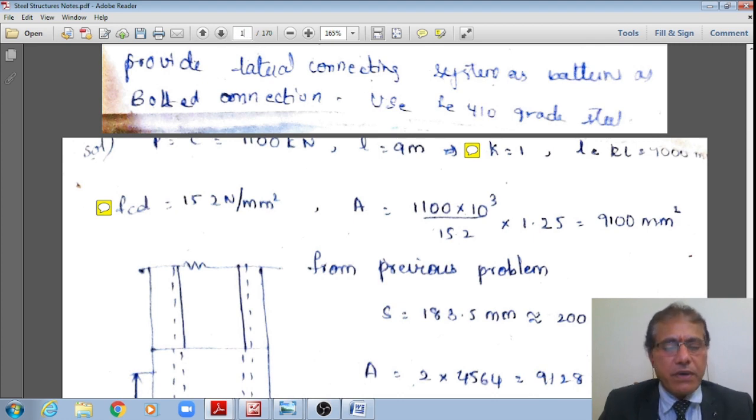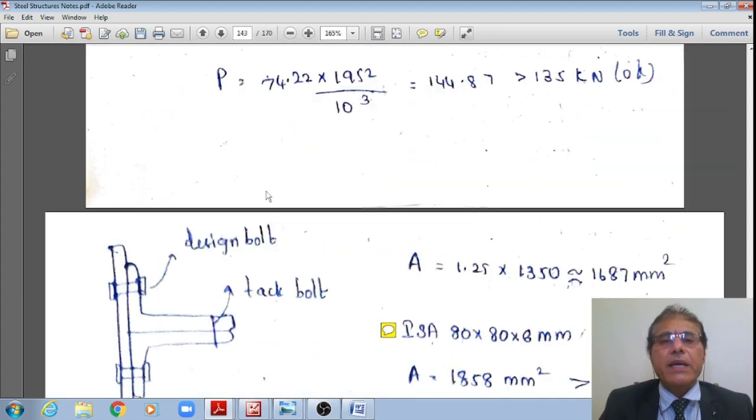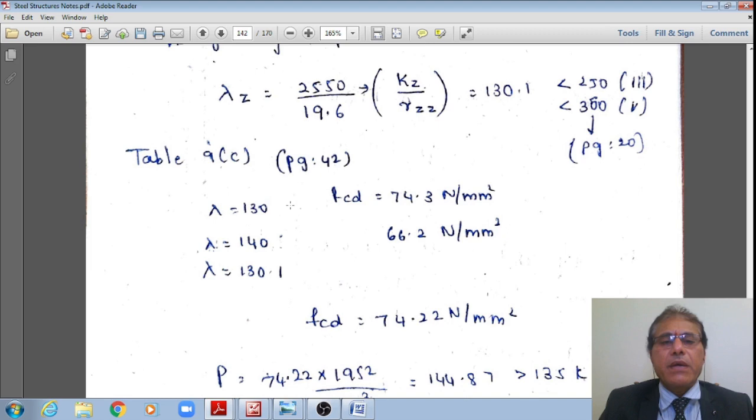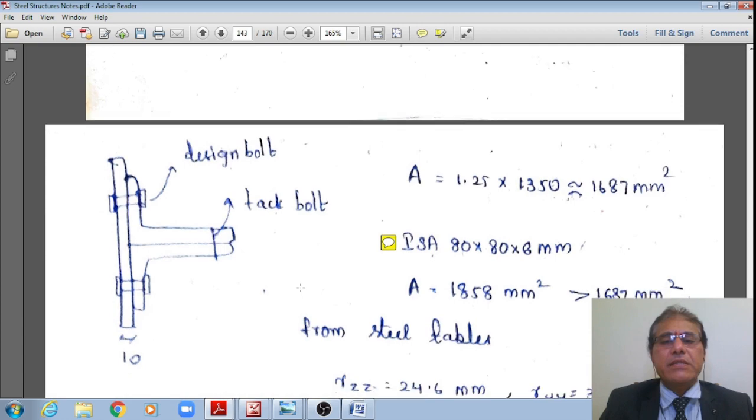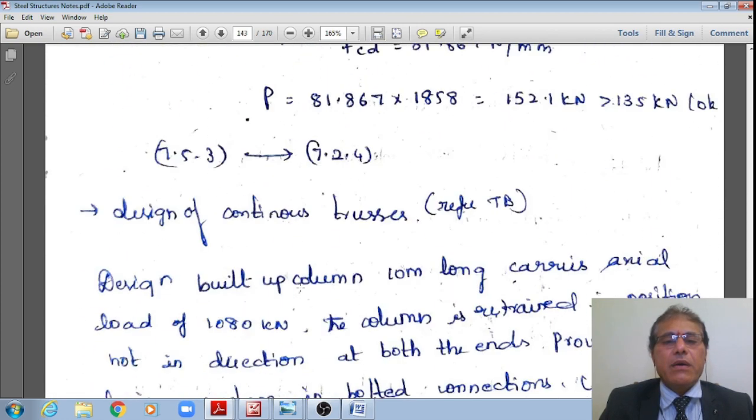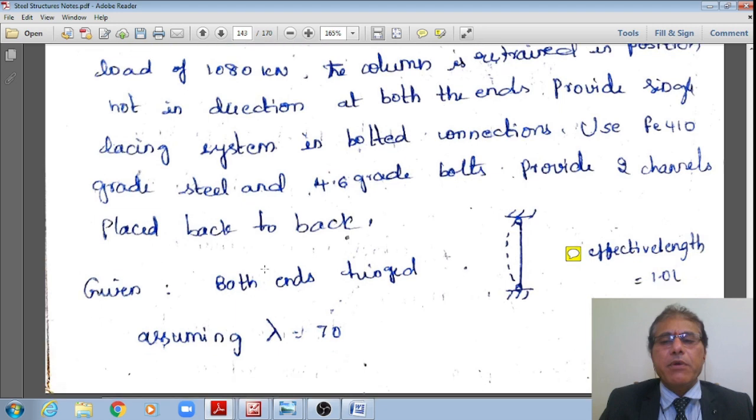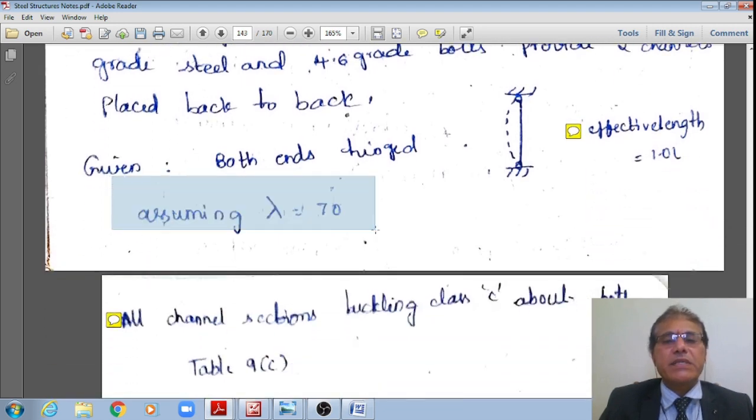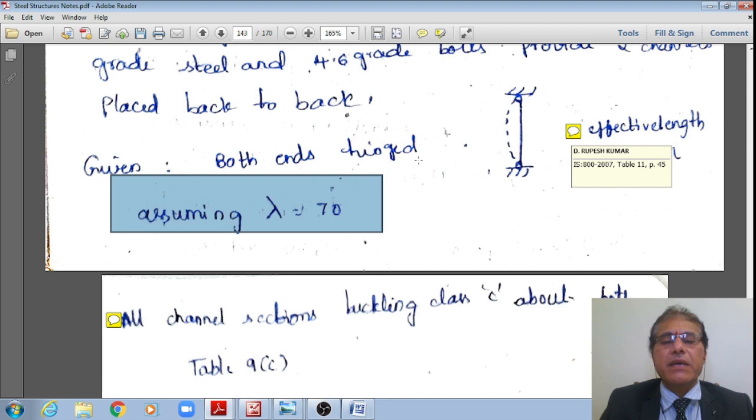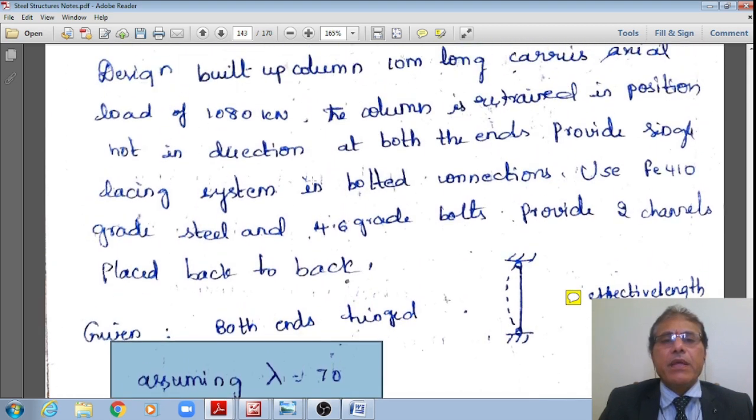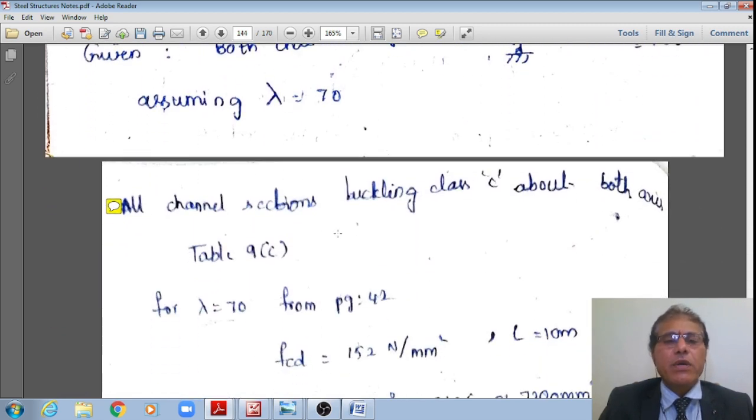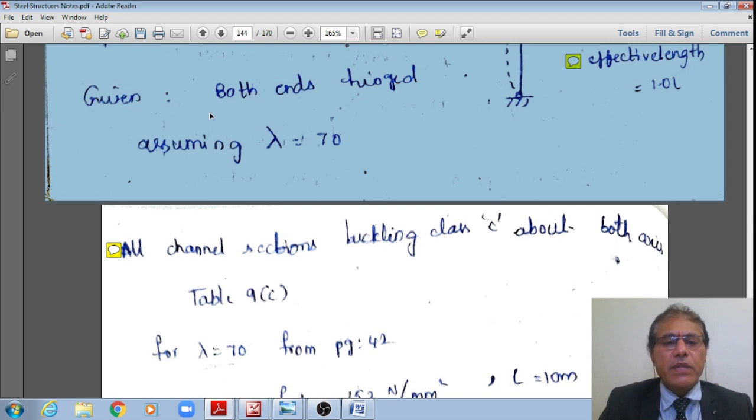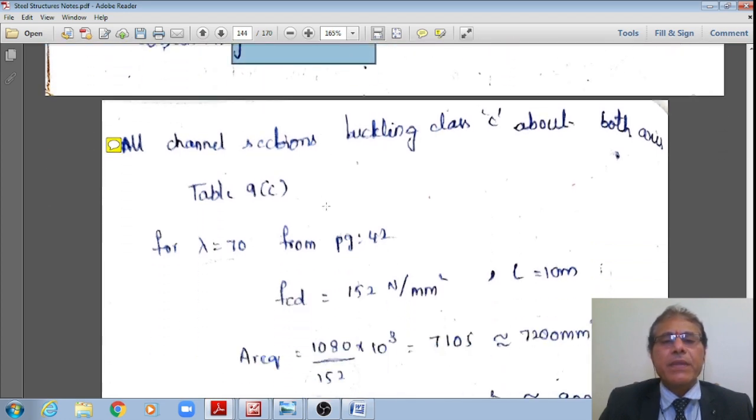Let me go to page number 143. There I am arriving at this trial section, wherein this is how the design of built-up column with the lacing is done. There I am assuming slenderness ratio lambda is equal to 70, whereas that was subjected to 1080 kilonewton. Here it is 1100, hardly 20 kilonewton more. Therefore, keeping with the experience, I am assuming the slenderness ratio as 70.